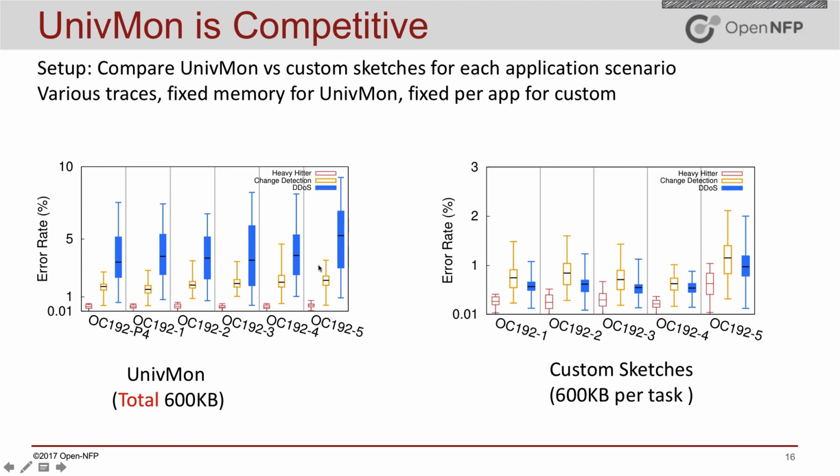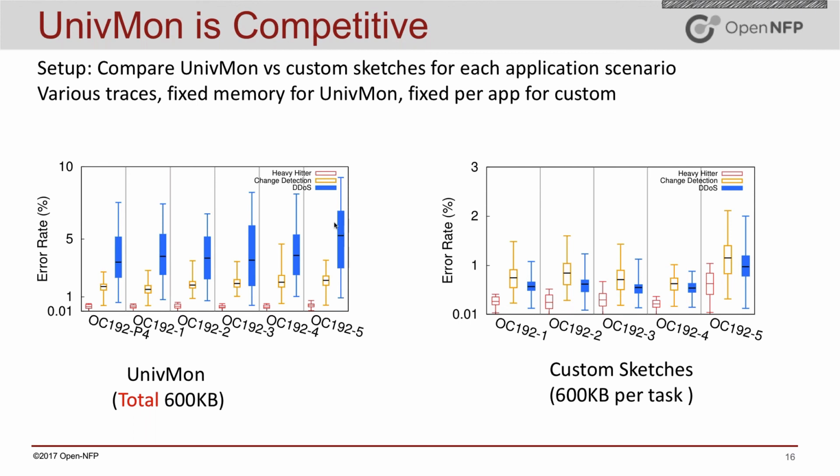All right. I'll show a couple of different results here. The first result, on slide 16, shows that universal monitoring is indeed competitive. The setup is we take several traces. We have 6 traces here, different OC-192 links from CAIDA. And we have these 3 applications: heavy hitter, change detection, and DDoS ID detection. On the left, we see the error rate for universal monitoring. Think of the error for each application as a false positive rate, or false positive plus false negative rate.